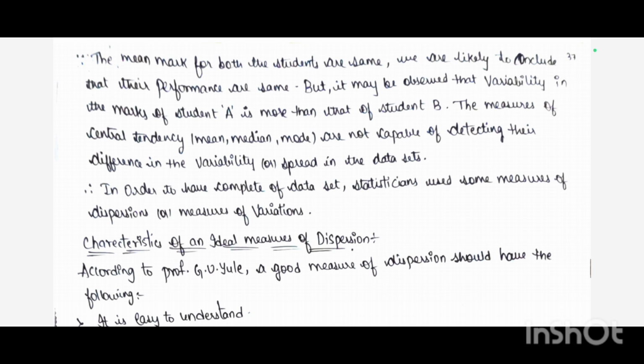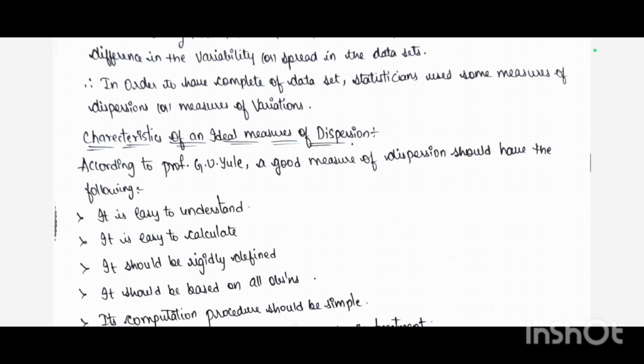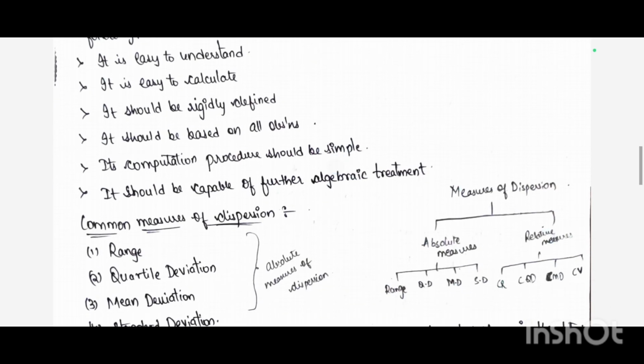Next, characteristics of an ideal measure of dispersion. According to Professor G. U. Yule, a good measure of dispersion should have the following. First, it is easy to understand, it is easy to calculate, it should be rigidly defined, it should be based on all values. Its computation procedure should be simple. It should be capable of further algebraic treatment.